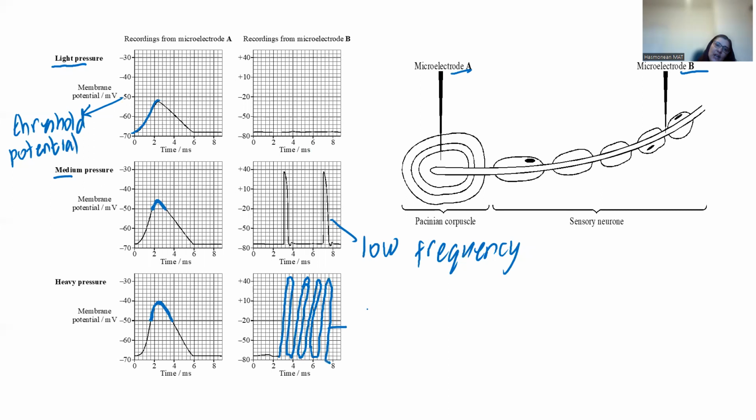It doesn't change the depolarization. It will still reach +40 because that is the all or nothing law. But we have more per second, and that gives us an indication of how much pressure we are providing.